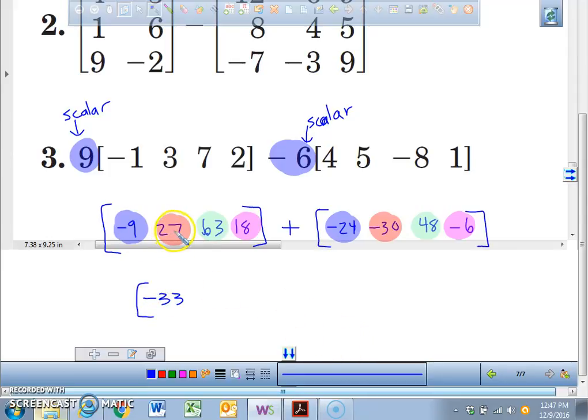Here, if you had $27 in your bank account, but then you spent $30, that's not good. Now you are in the negative, and you'll get an overdraft charge, which is not good. All right. But then you have $63. Ooh, and you got $48 more dollars. Now you're at $111.